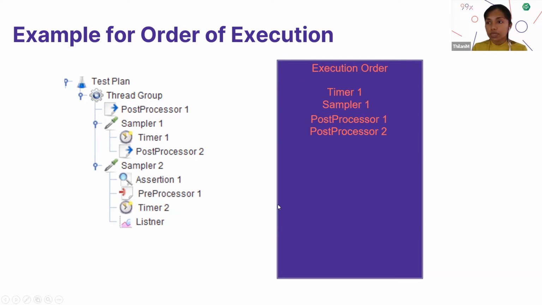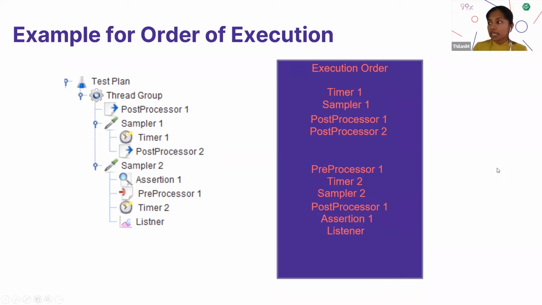Right, then the execution will start for sampler 2. Out of the elements applied to sampler 2, preprocessor 1 has the highest precedence, so preprocessor 1 will be executed. Then we have timer 2, and timer 2 will be executed. Then sampler 2 will be executed. Then we have a post processor which we have placed outside of the branch, but it is applied to sampler 2 as well. So post processor 1 will be executed next, and then assertion 1 will be executed. Finally, the listener will be executed.